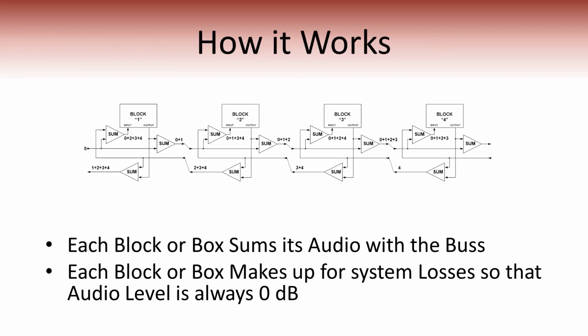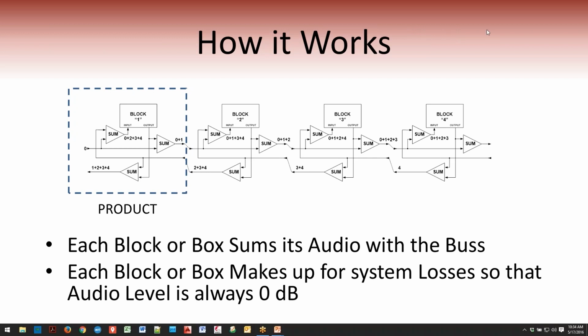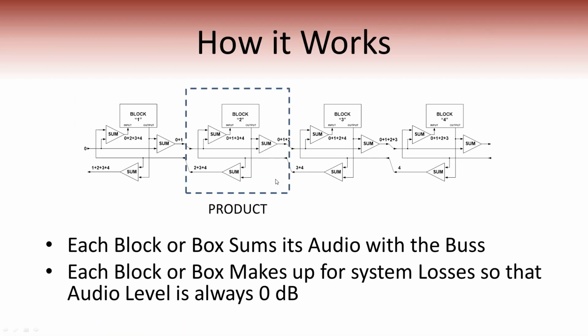So let's talk about how the CI bus actually works. Each of the devices is a block in the system. So block 1, this is a product. It could be an MSI, it could be a headset interface, it could be an operator desk console, but it is one of the products on the bus. Block 2 is another product, block 3, block 4, etc.